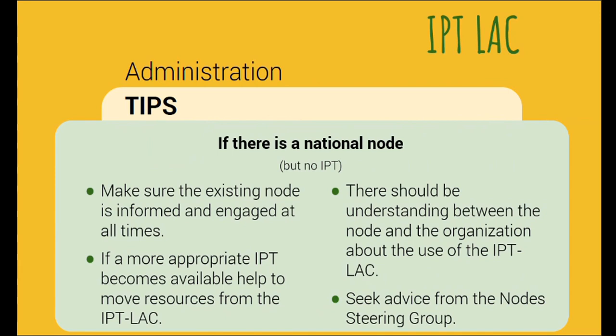If there is a national or regional node in the country of the individual's or organization's origin, but no IPT is available, then make sure the existing node is informed and engaged in conversation at all times. Remember that if a more appropriate IPT becomes available, for example, a new national IPT after publication on the IPT LAC, and if the existing node and publishing organization agree, migration of the data from one IPT instance to another is possible. In this case, help the publishing organization to move resources from the IPT LAC to the new IPT.